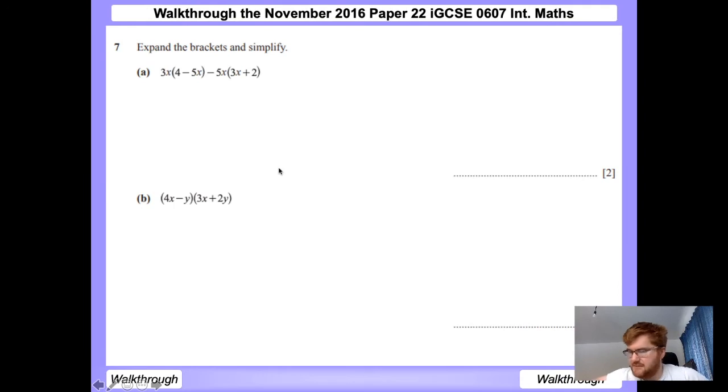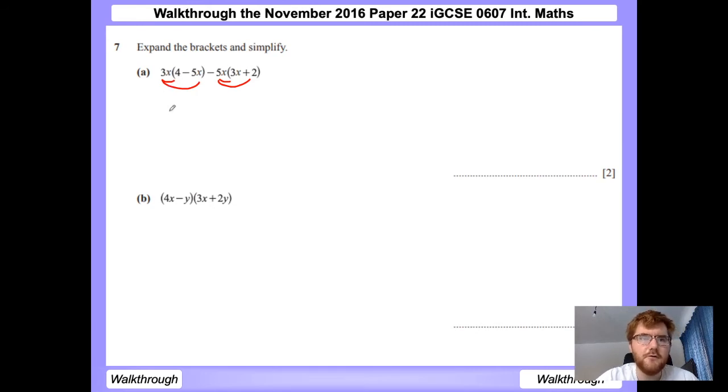Okay, and the last question in this video is we've got some expanding brackets and simplifying. They like these a lot on paper 2 on the 0607 course, so make sure you can do these, multiplying out single and double brackets. This one we need to be careful of that minus in the middle. I already know that, so keep that in mind. So we're going to multiply out these single brackets using what I like to call the hook. So let's do it one at a time.